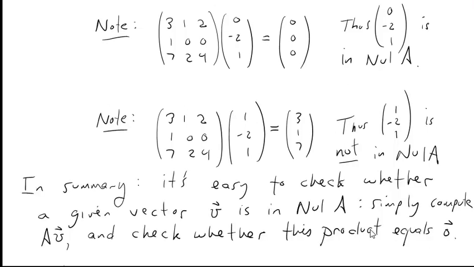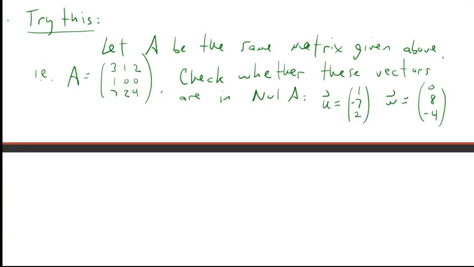In summary, it's very easy to check whether a given vector v is in the null space of a matrix. You simply compute A times v and check whether this product equals 0. So try this on your own. Let A be this matrix and check whether these vectors u and w are in the null space of A. So put the video on pause, we'll check answers together.